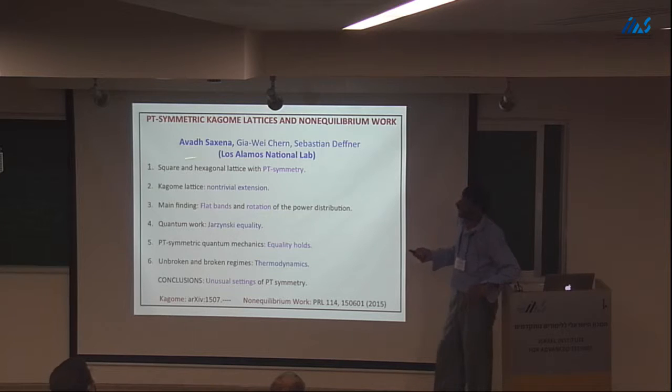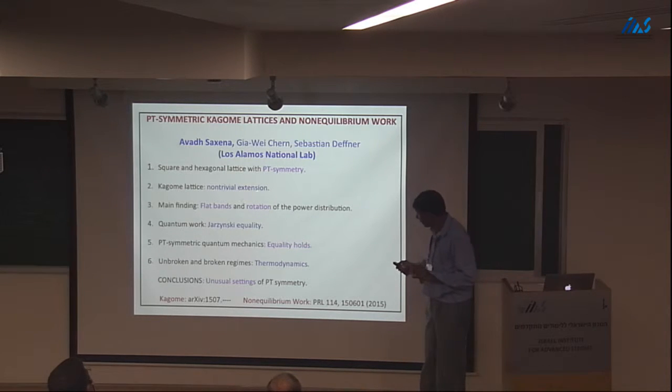With that, the first part of the talk will consist of Kagome lattices. As you have seen, there has been some work on square and hexagonal lattices, but Kagome lattice is somewhat different. So we'll see what happens when we put gain and loss on a Kagome lattice. It's a non-trivial extension, and basically what we will find is in the dispersion we'll find some flat bands and also unusual rotation of the power distribution. So that's the first thing.